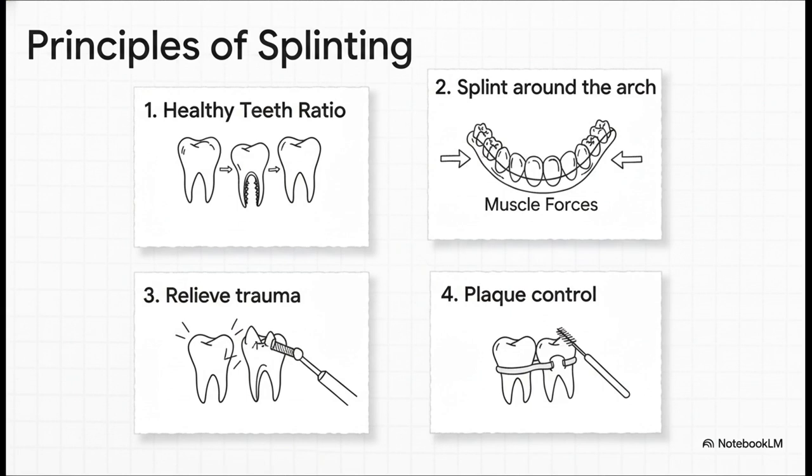Second, you absolutely must splint around the arch. If you only splint one small straight segment, the inward forces from the cheeks and lips, combined with the outward pushing from the tongue, will literally cause that entire splinted segment to collapse or tilt. By including firm teeth from an adjacent sextant, you neutralize those muscular forces.